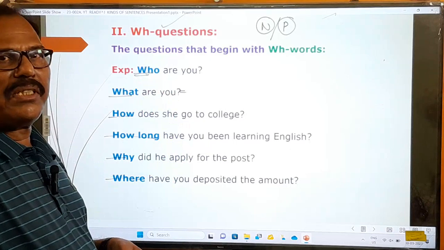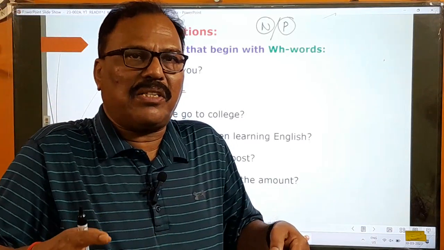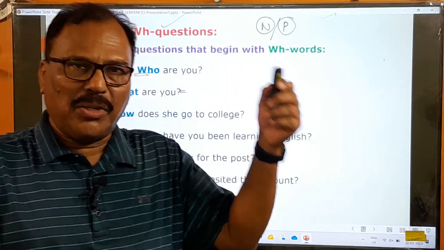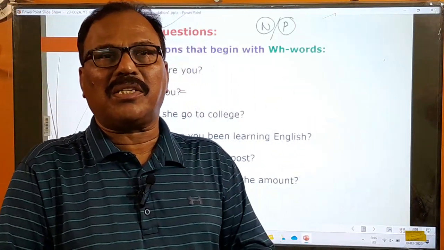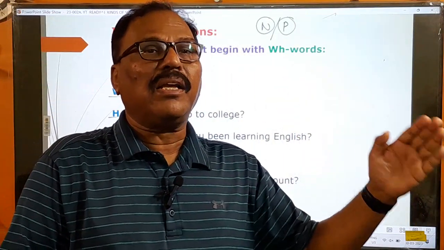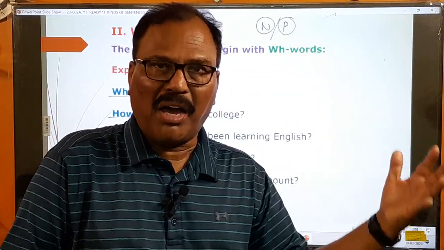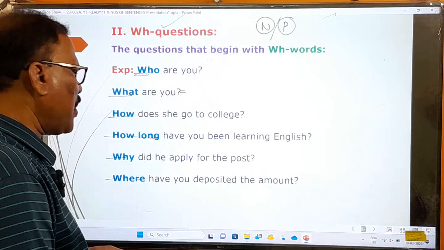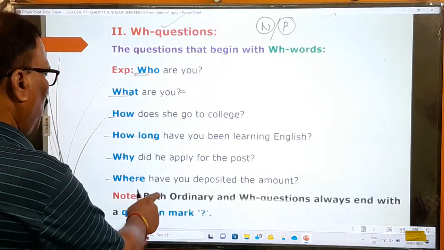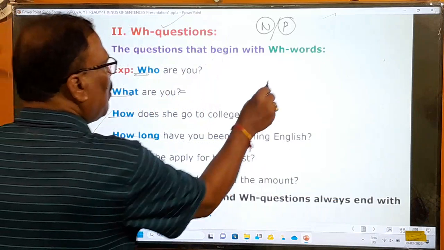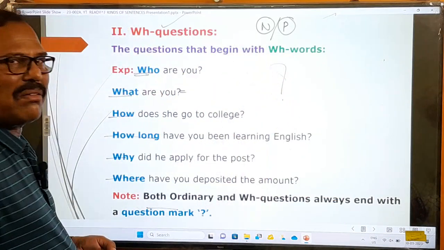And one very important feature of these interrogative sentences is whether they are ordinary questions or WH questions, they end only in the question mark, the interrogation mark. That is very important. Question mark, everybody knows this. So both ordinary and WH questions always end with a question mark.